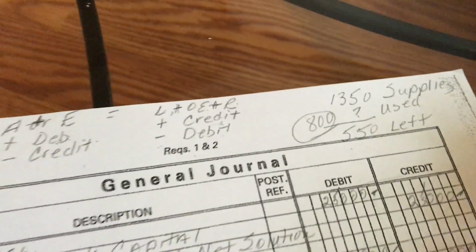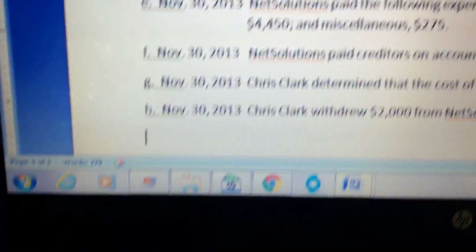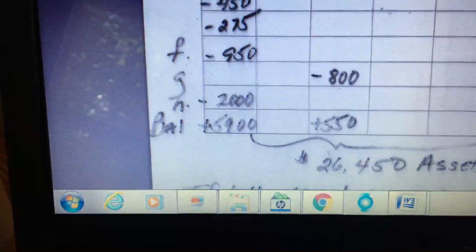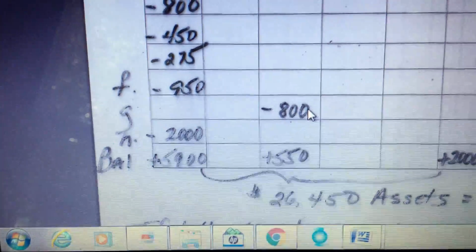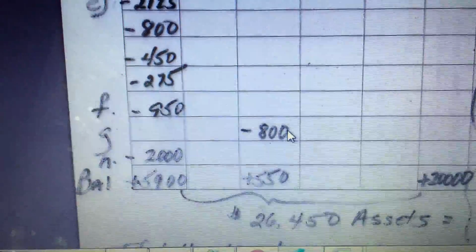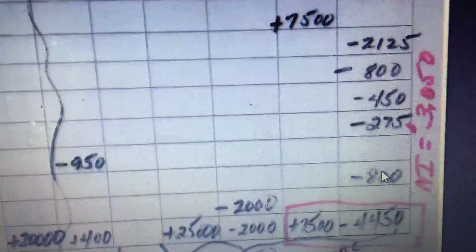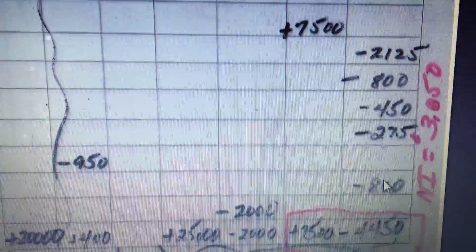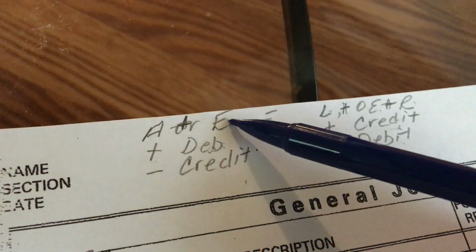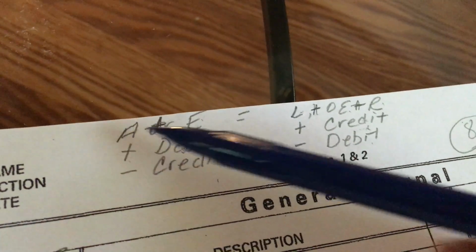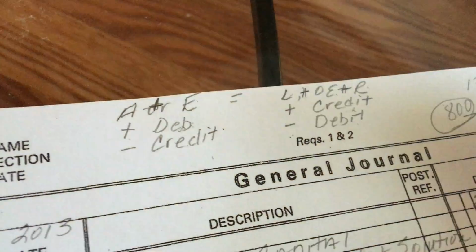Okay, now let's go back and see what we actually did. If you'll notice, we reduced supplies by 800. Now if you reduce an asset, that's going to be a credit. And what we did was show it as an expense over here, because when we start using the supplies, they become expensed. Okay, so let's look at our little equation. What that means is an expense is going to increase, so that's your debit, and your asset is going to decrease, so that's your credit. So your debit is going to be the supplies expense.